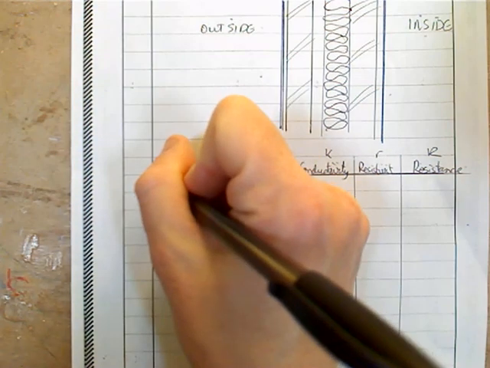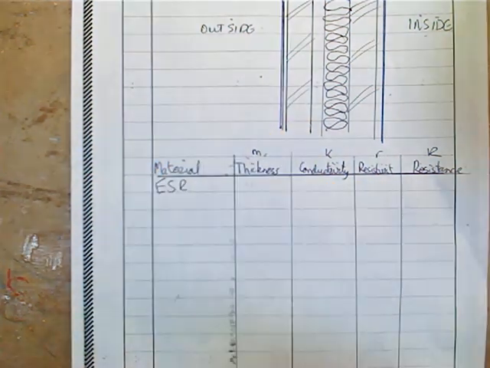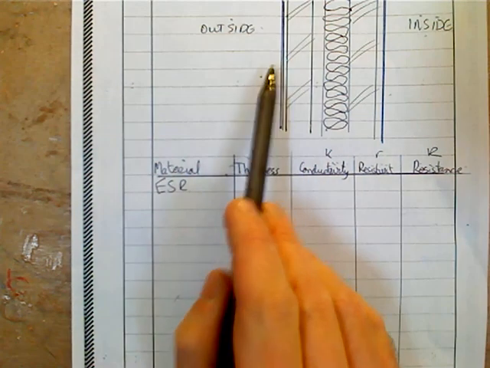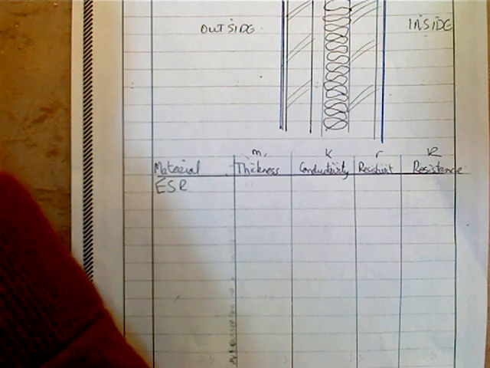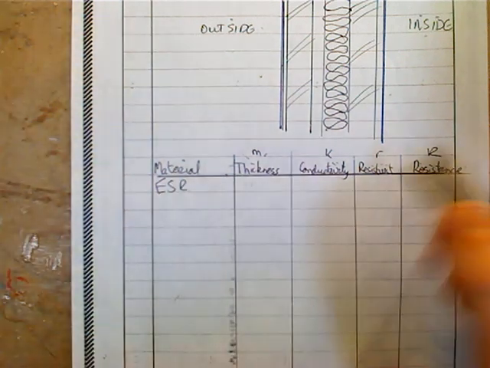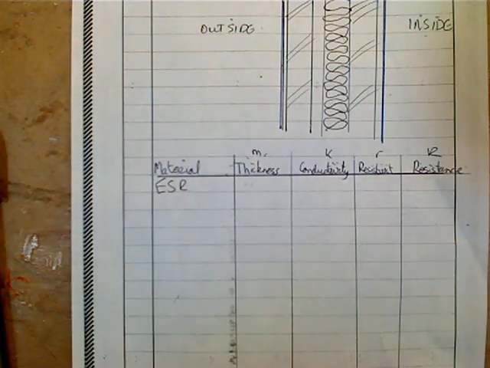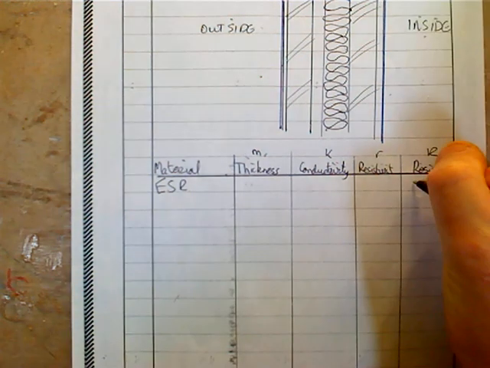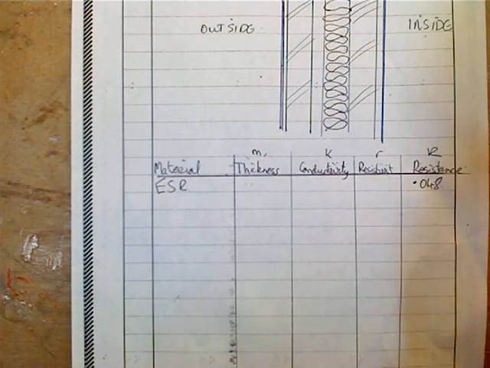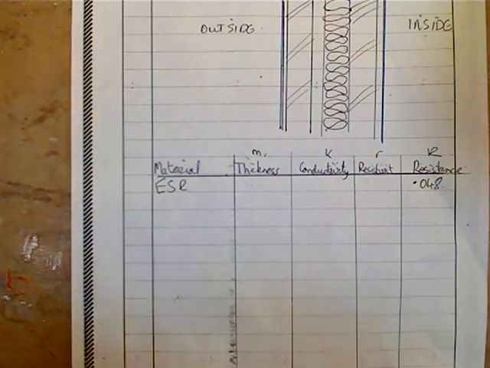the ESR, which stands for external surface resistance, which is the pocket of air on the outside. The resistance value for that we were already given, so the large R goes in here: 0.048 meters squared degrees Celsius per watt.